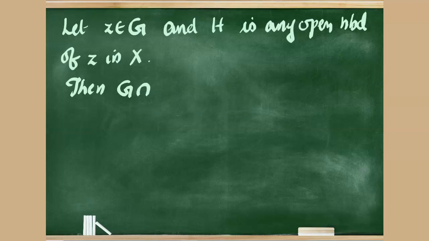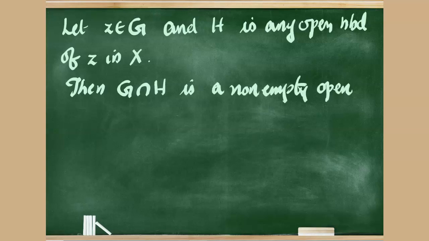G intersection H is a non-empty open subset of X, since both G and H contain the point y. So, G intersection H will contain the point y, so it will be non-empty.